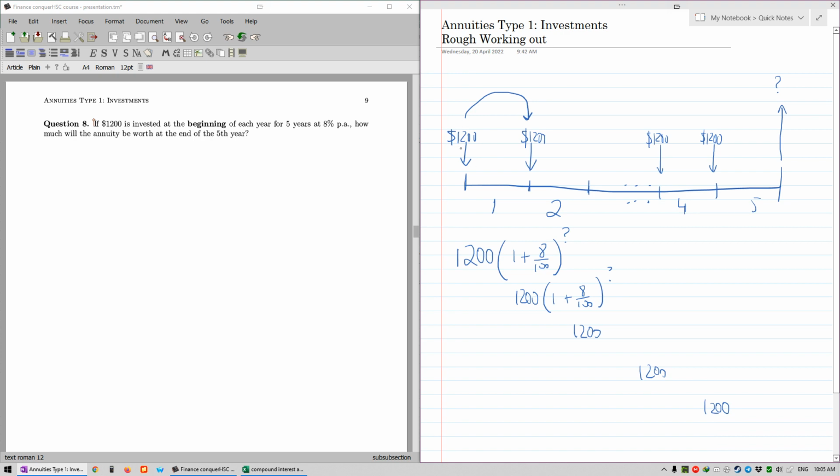Now, that $1,200 has, from the start of the 1st year till the end of the 1st year, spent 1 year with the bank or wherever you're investing. And so it will compound once, and then compound again, twice. Hopefully you can see a pattern: after it's gone through the 2nd year, it's compounded twice. After it's gone through the 4th year, it will have compounded 4 times. And after the 5th year, it will compound 5 times. So that's really the pattern you should be looking at.